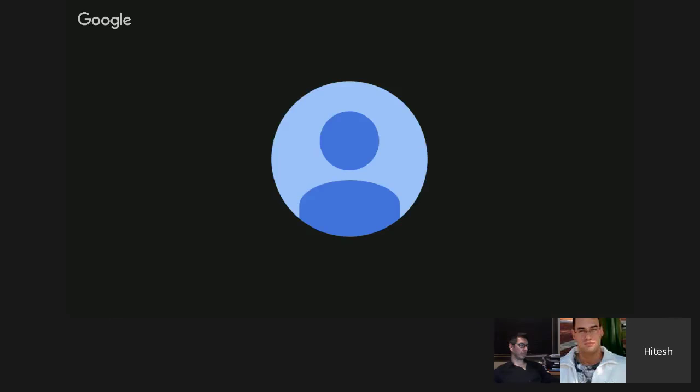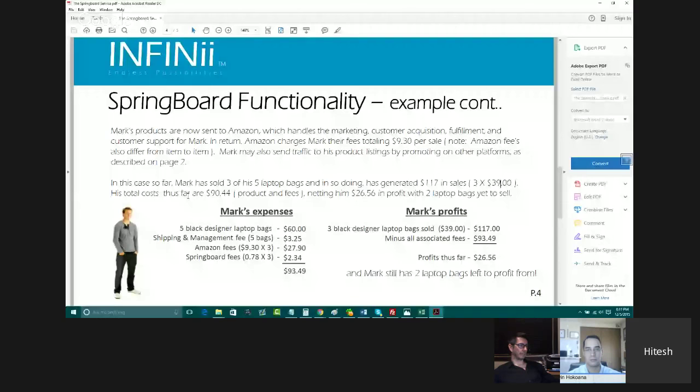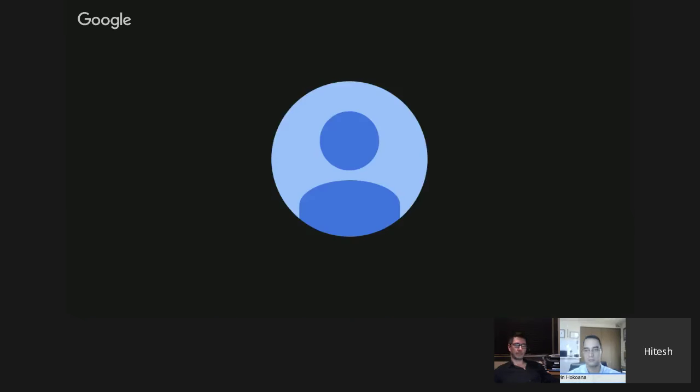Now, in this case, Mark has only sold 3 out of his 5 bags. He has generated $117 in sales, right? Because he sold 3 for 39 bucks each. His total costs so far are $90.44. He spent $60 on the product itself. Remember, he bought 5 for $12 each. So he spent $50 on the costs.